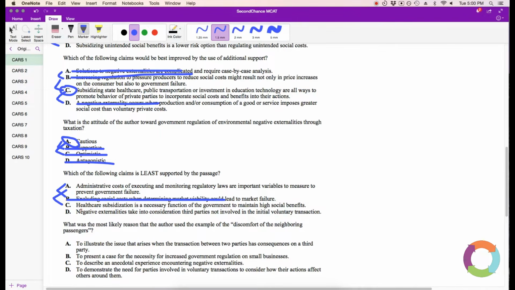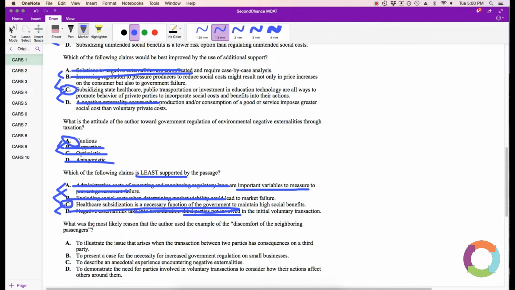Let's look at A versus C. Healthcare subsidization is a necessary function of the government to maintain high social benefits. Again, that's not really the point of the passage, as much as it is taking into consideration these variables. So A is gone. C seems very weak in terms of it being least supported. And then negative externalities take into consideration third parties not involved in the initial transaction. Yeah, that's exactly what they do, and that has a lot of proof. So I'd say C is the right answer here.